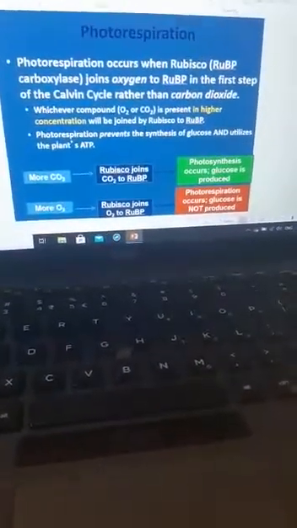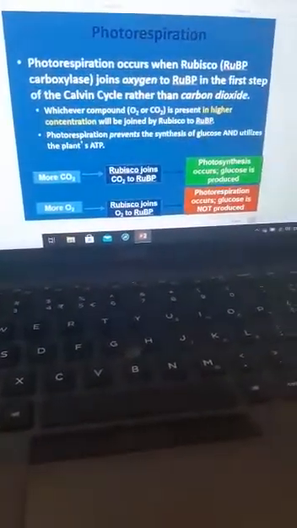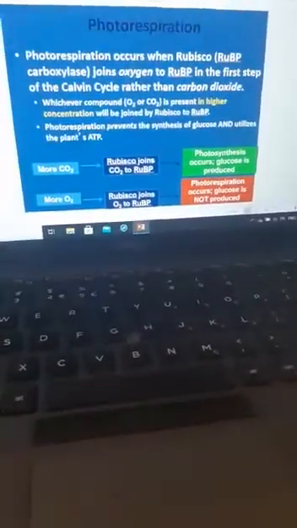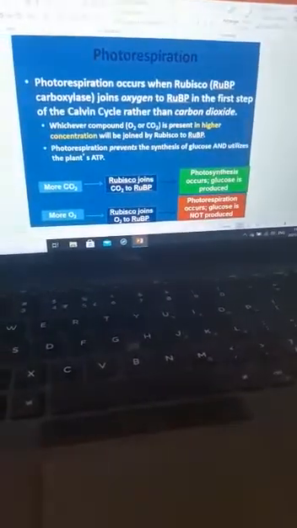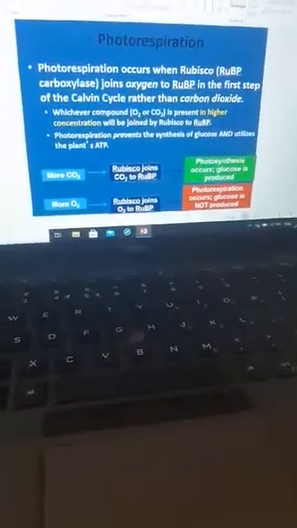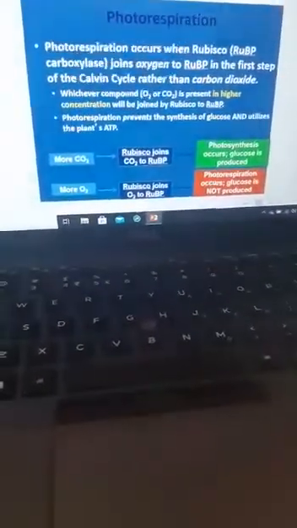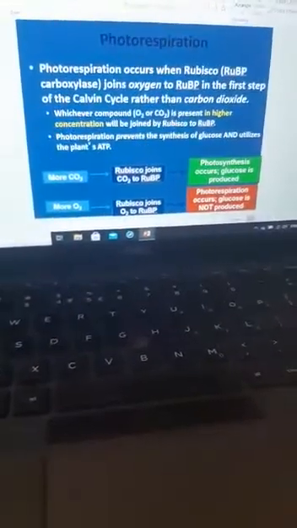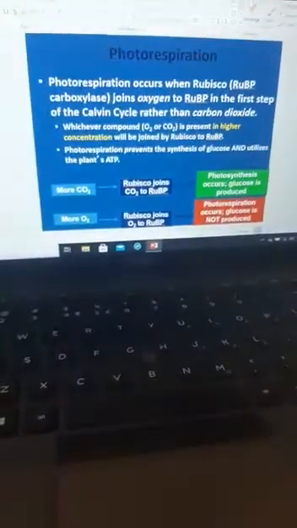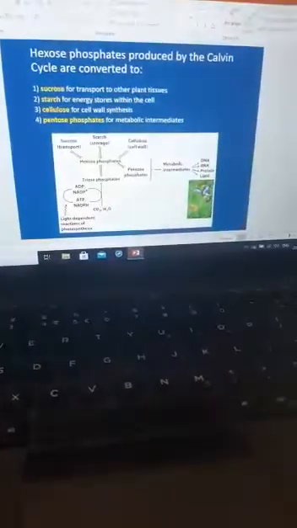Yes, I'm back again. What we are going to deal with now is a process called photorespiration. We have just dealt with the Calvin cycle, which is the process through which carbon dioxide from the atmosphere gets into the leaves of the plants and gets fixed to form carbohydrates. I will just go back to the previous slide.